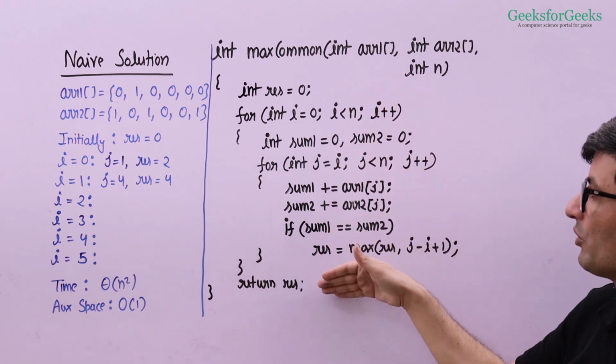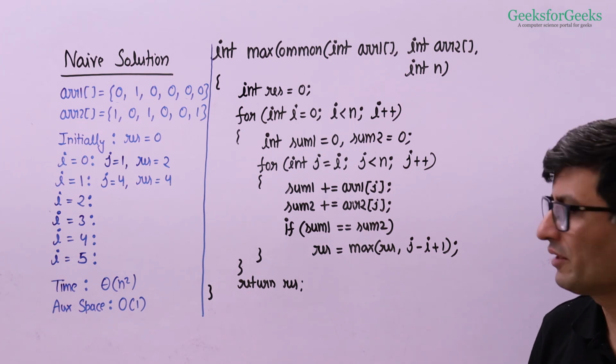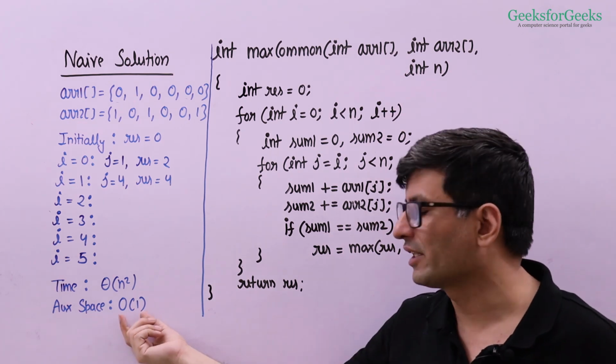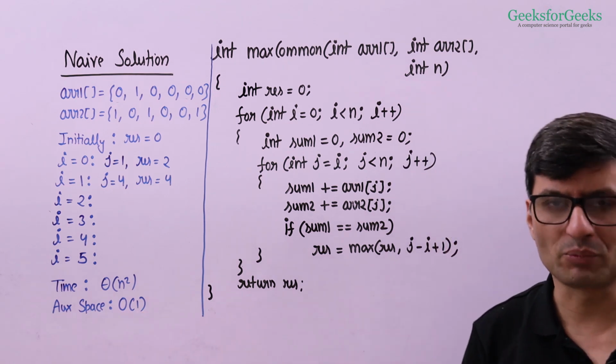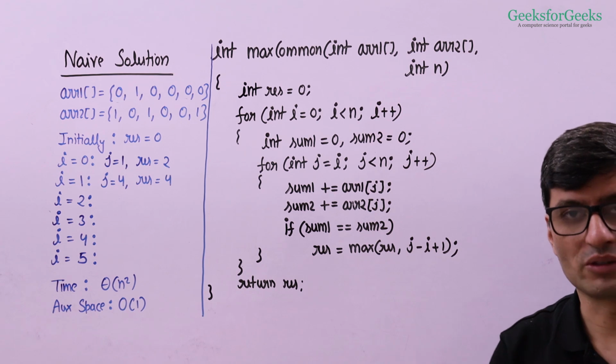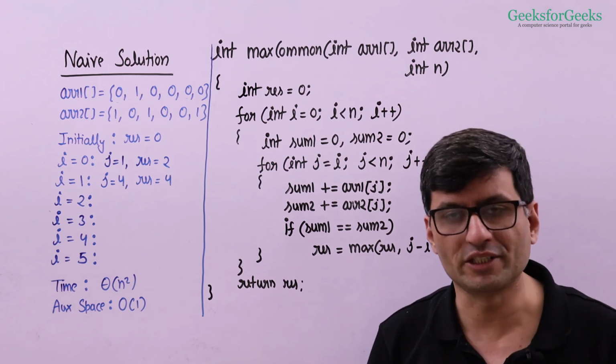The time complexity of the solution is clearly theta of n square, right? And auxiliary space is clearly big O of 1. Now please pause this video and try to write down an efficient solution that works in linear time.